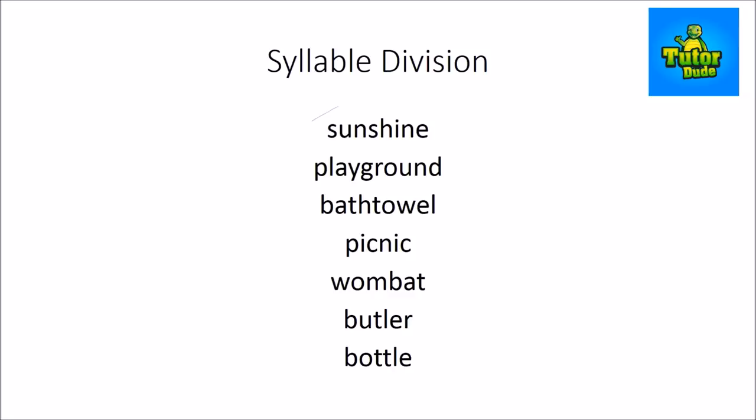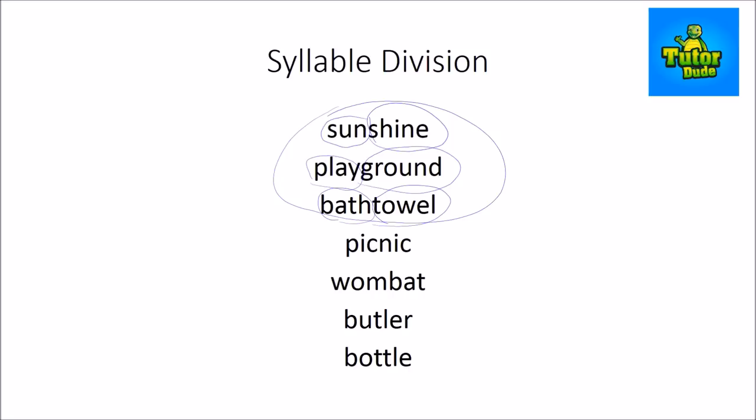So these first four words here that I've selected are actually what we call compound words. They're actually two words that are put together to make one longer word. So with the word sunshine, it's made up of the word sun and the word shine. Playground is made up of play and ground. Bath towel is bath and towel.